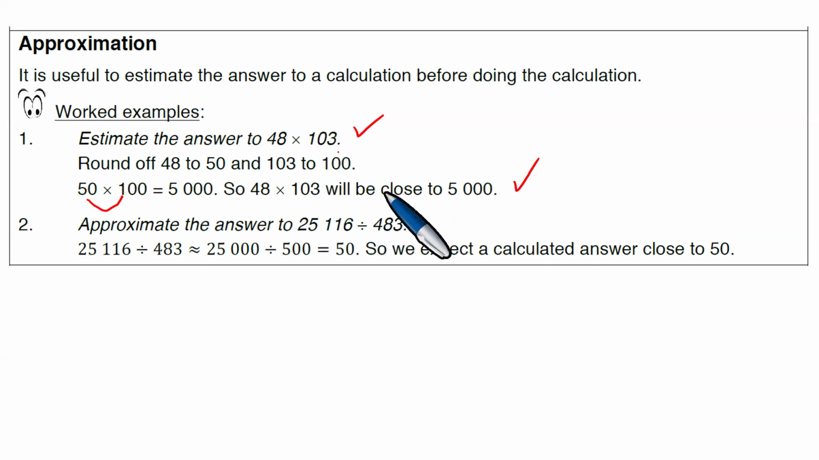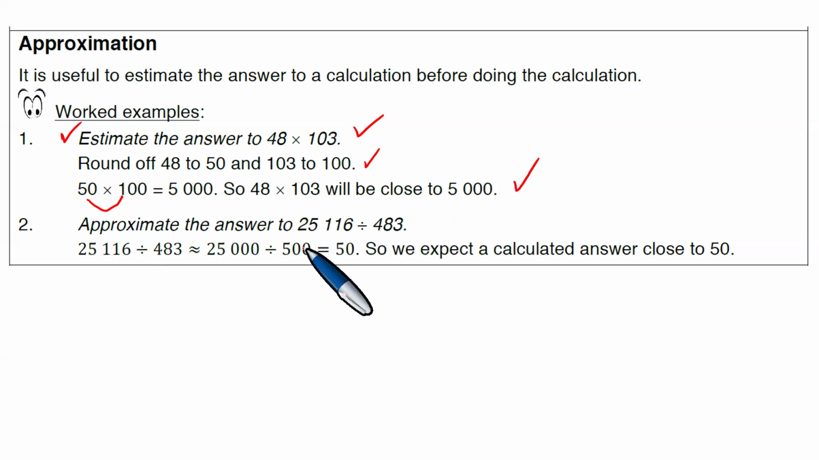So we can give an estimate and say 48 by 103, if we multiply 50 by 100, because 48 is close to 50, but also 103 is close to 100, the answer is close to 5,000. It's just an estimate anyway. So the 5,000 is not the actual answer.